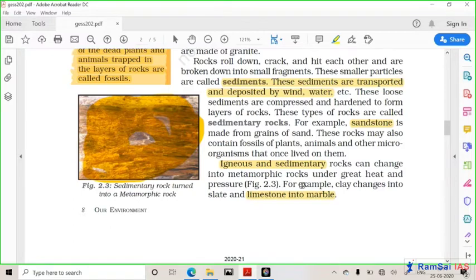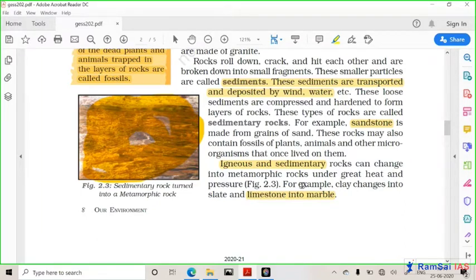So for example, igneous rock was there, basalt, and suddenly a lava eruption happened in that region, and the temperature in that region suddenly changed. So the basaltic rock will change its arrangement of the grains, and it will get converted into metamorphic rock. The same thing happens with sedimentary rock. It will change its arrangement and get converted into metamorphic rock.